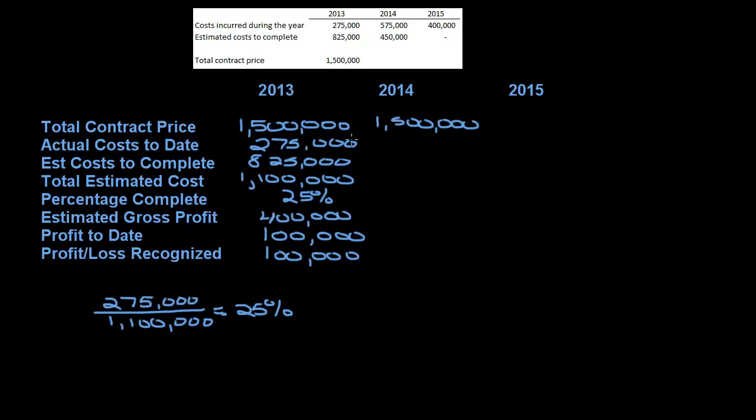My actual cost to date, okay, so I've got my total costs incurred for 2014 is 575,000. Plus I have the 275,000 that was incurred last year. Okay. So we need to add these two numbers together to get the actual cost to date. So 575 plus 275 is 850.